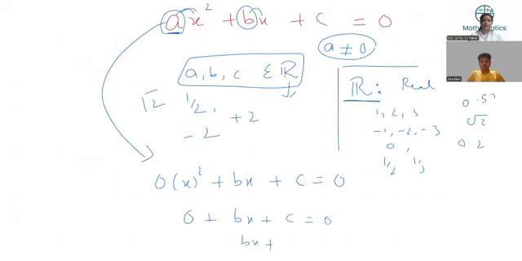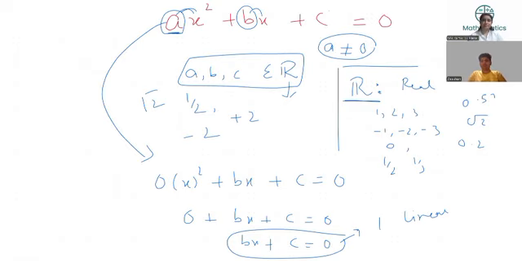What is the degree of this equation? 1. This is a linear equation. We are working on quadratic equations. If we put a equal to 0, our quadratic equation turns into a linear equation. Therefore, we have a condition that we can never put a equal to 0. It means the coefficient of x squared can never become 0. If it becomes 0, it won't be a quadratic equation anymore.